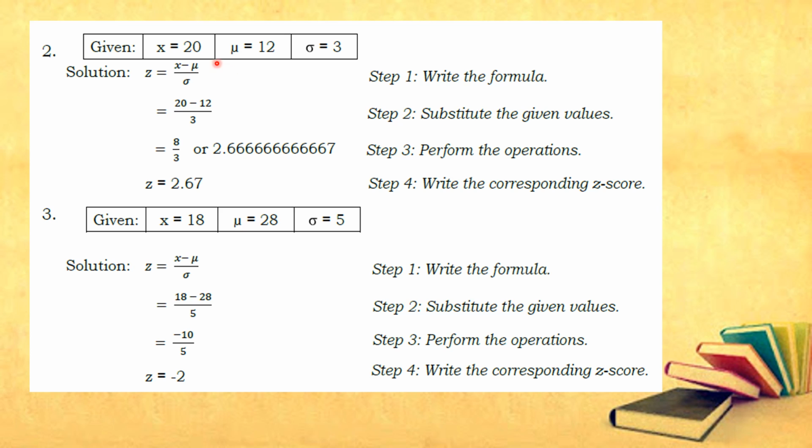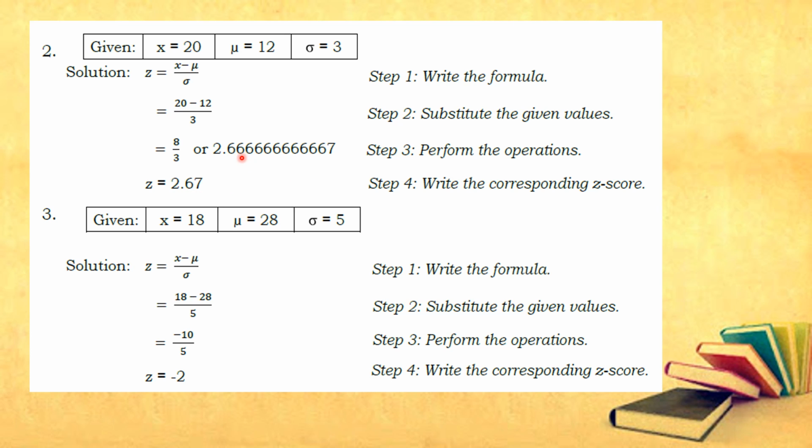Example number 2. So, ang given natin, x is 20, mu 12, standard deviation 3. Same procedure. Step 1, write the formula. Z equals x minus mu divided by sigma. Step 2, substitute the values. So, we have 20 minus 12 divided by 3. Step 3, perform the operations. 20 minus 12 is 8 divided by 3. Ito ay 2.6666. Okay? So, pwede nyo itong i-limit hanggang 2 decimal place. And then step 4, write the corresponding z-score. Z is equal to 2.67.